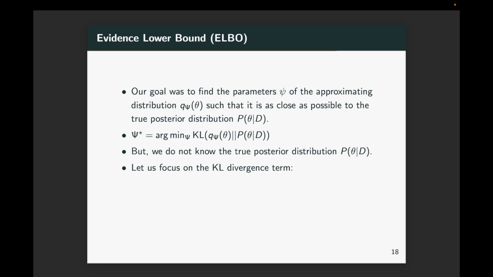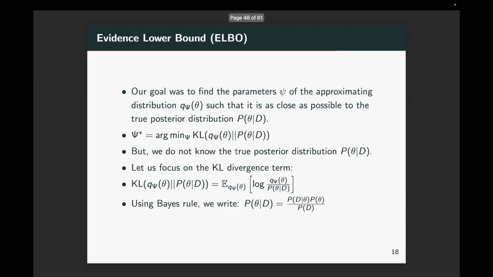Let's forget about the optimization problem and just look at the KL divergence term. This is the KL divergence term, and I've expanded the definition of KL divergence. At this point, can we rewrite P of theta given D, which is the posterior, using Bayes rule? We looked at this last time also. We write that as P of D given theta, the likelihood, times the prior P of theta, divided by P of D, the evidence term. So we just rewrite in terms of Bayes rule.